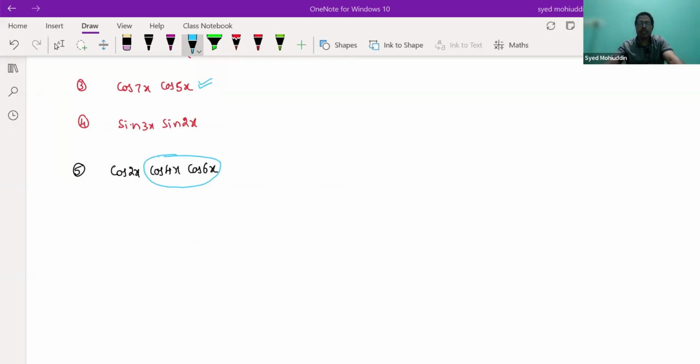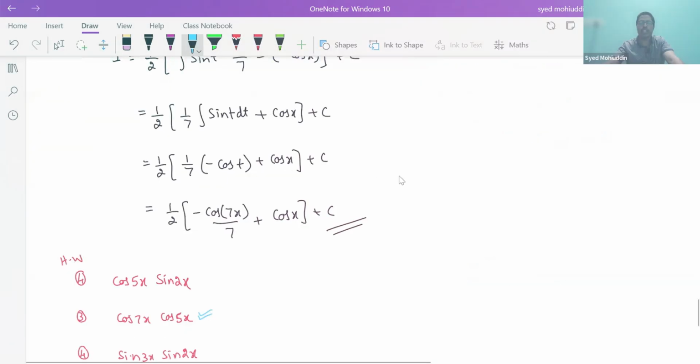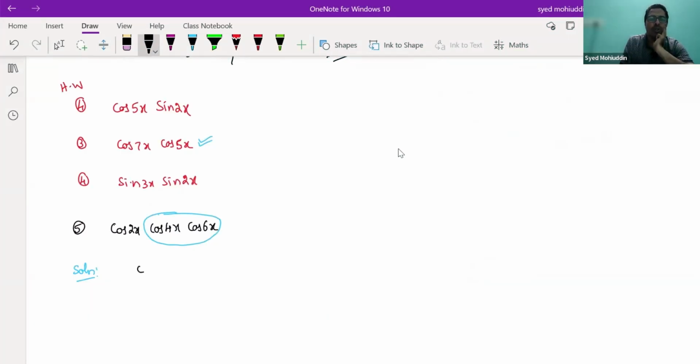So let me group it. I have already given you the formula over here. Cos A cos B is half times of cos of A plus B plus cos of A minus B. So we know this one: cos A cos B is half times of cos of A plus B plus cos of A minus B.